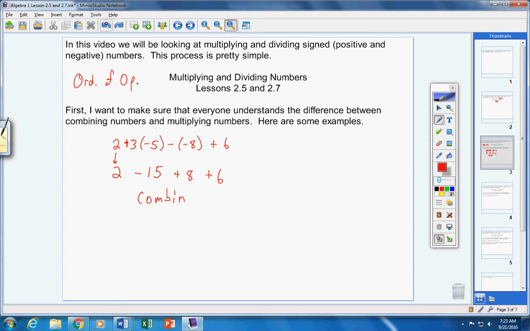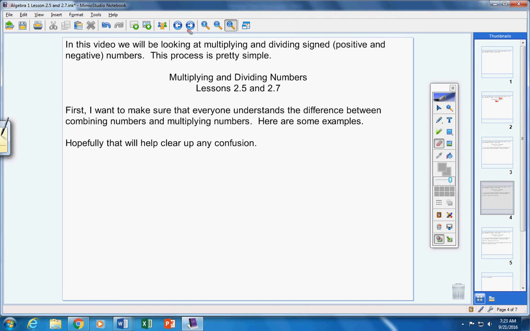So do you see the difference whenever there's a number right next to the parentheses like this? That's when we're talking about multiplication. Here's another example. Do you see the difference between this and this? Here I have, remember we don't say 5 minus 6, we say I have a positive 5 and a negative 6. Over here I have 5 times a negative 6. Make sure you understand the difference between these two. Hopefully that will help clear up any confusion, but as we do more of these, you'll become more comfortable with seeing the difference.